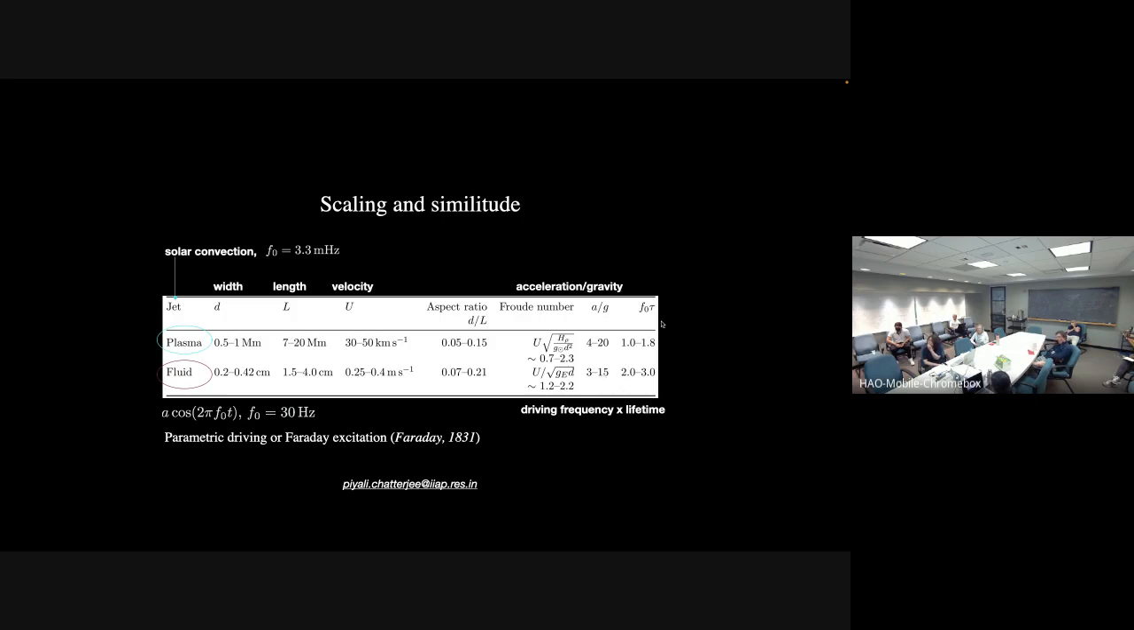So lastly, we can create another non-dimensional number by multiplying the driving frequency, which is in the millihertz range in the solar convection zone, versus 30 hertz in the laboratory, by the lifetime of the jets. Basically the jets go up and they fall back down, and that is the lifetime of the jets. If we multiply them, that also is in a similar range. So this gives us some confidence about digging slightly deeper into what is exactly happening.